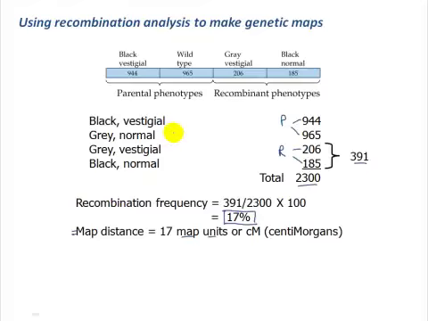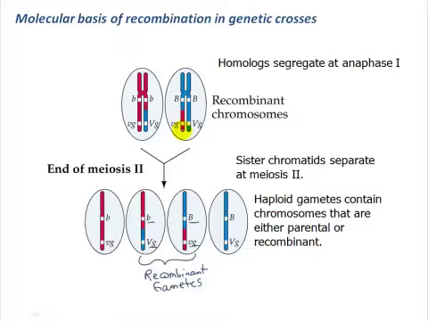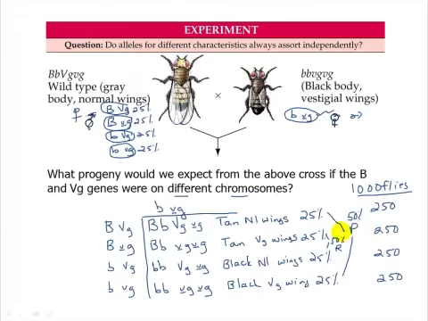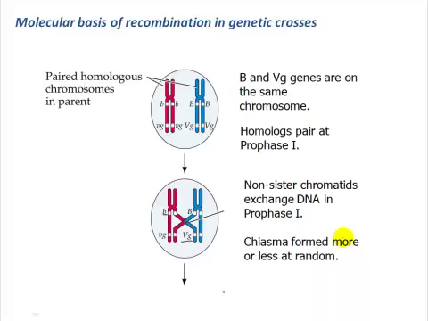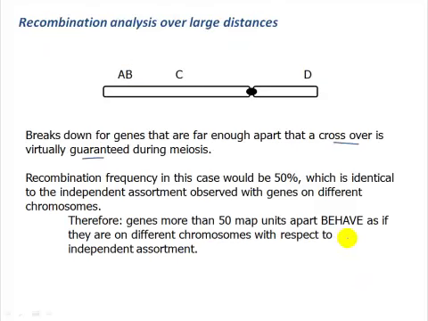So if we remember back, for independent assortment, genes that are on different chromosomes, we did that, we expect 50% recombinants, right? Under the hypothesis that these are on different chromosomes, we would expect 50% recombinants. So if you have two genes that are more than 50 map units apart, then that's essentially behaving like they're on different chromosomes. So you can only map genetic distances that are less than 50 map units apart, right? Well, a lot of genes are separated by more than 50 map units. So how would you be able to map them relative to one another?